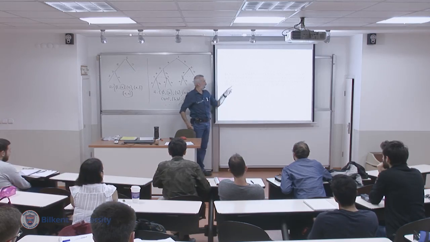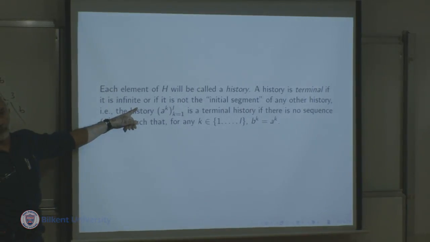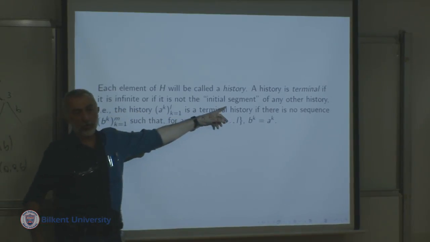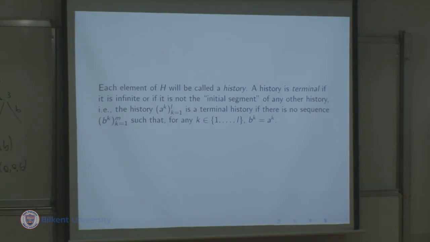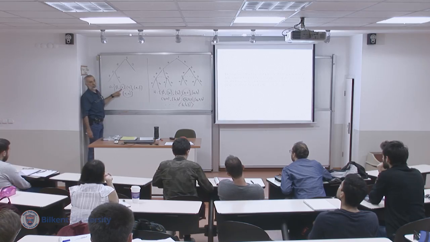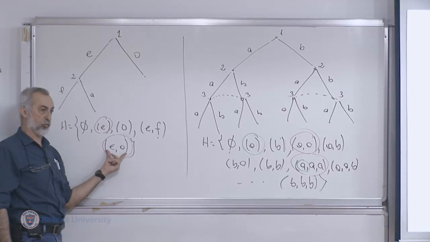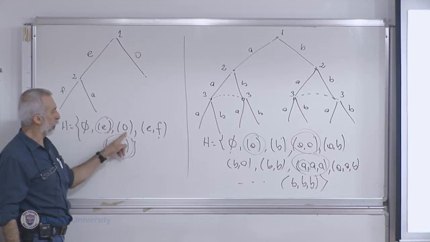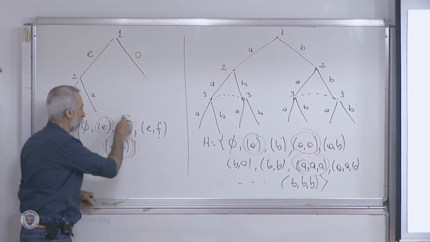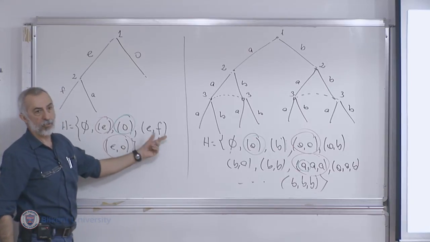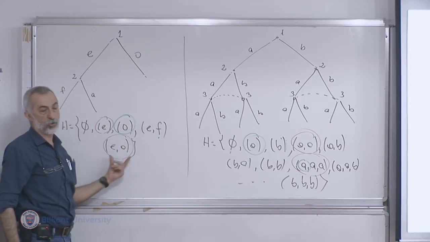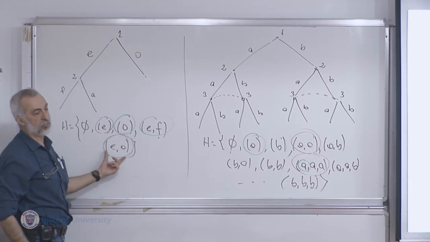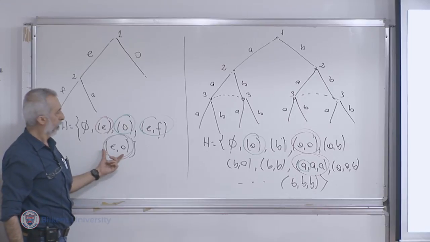Terminal histories are histories which are either infinite, we'll see an example for that, or are not the initial segment of any history. So this history is not a terminal history because it's the initial segment of this history. This history is a terminal history because there is no history for which this is an initial segment. EF is a terminal history because it is not the initial segment of any other history. That's terminal. And so is this, because it is not the initial segment of any other history.